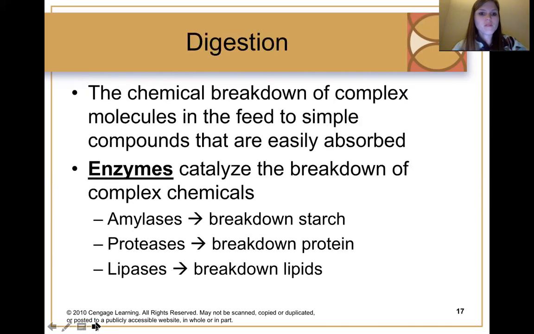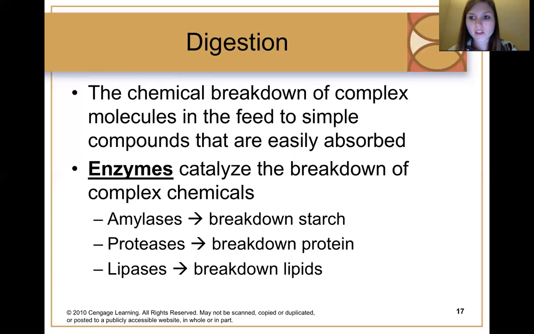So a little bit more about digestion specifically. So like I said, it's the chemical breakdown of complex molecules in the feed to simple compounds that are easily absorbed. So how does digestion happen? How are these compounds broken down? So they are broken down by enzymes, and enzymes catalyze the breakdown of complex chemicals. That's kind of their definition.